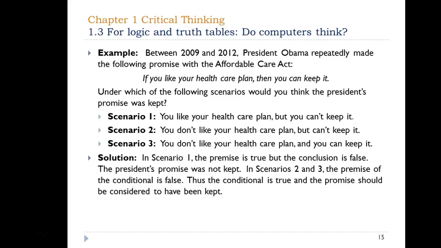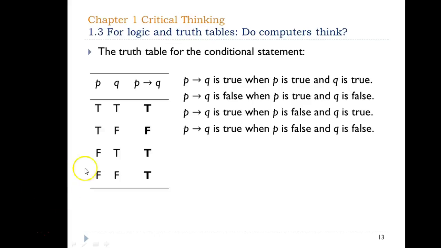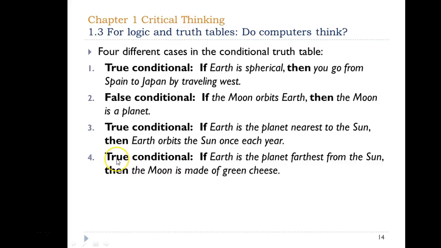In scenarios 2 and 3, the premise of the conditional is false. Thus, the conditional is true, and the promise should be considered to have been kept. Notice that in a truth table, when the premise is false, the conditional is true, regardless of whether the conclusion is true or false.